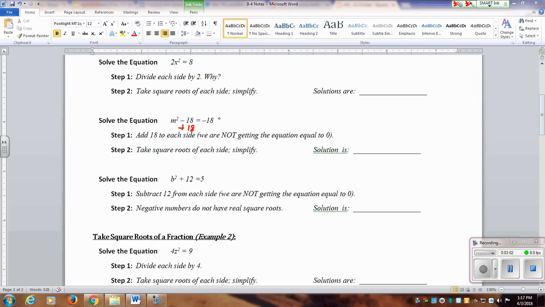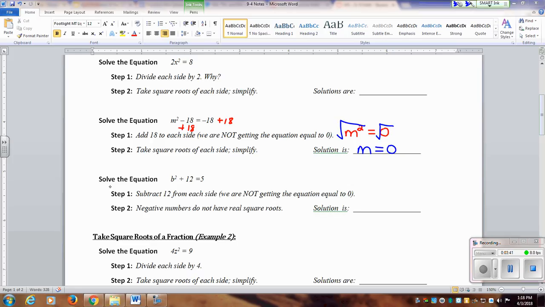So we add 18, and just a hint, we're not getting the equation equal to 0. That's not what we're doing. It just happens to be equal to 0. No laughing. So m squared equals 0. Again, take the square roots of each side. I take the square root of m squared and the square root of 0, and I get m equals 0, because the square root of 0 is just 0. It's my only solution. So that's the only answer I have on this one.